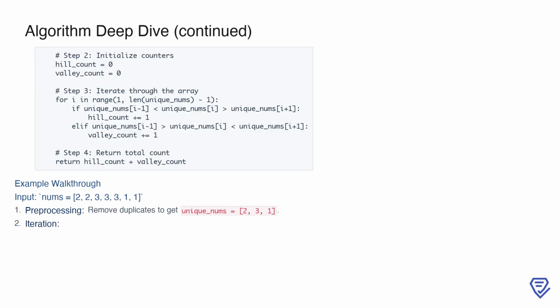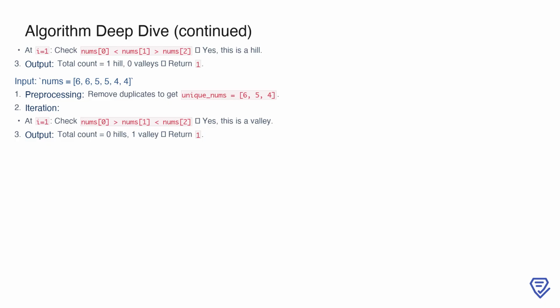For example, if the input array is 2, 2, 3, 3, 3, 1, 1, the preprocessing step reduces it to 2, 3, 1. During the iteration, we find that the value 3 forms a hill because it is greater than both 2 and 1. Since there are no valleys in this example, the total count of hills and valleys is 1. To further illustrate, consider another input, 6, 6, 5, 5, 4, 4.